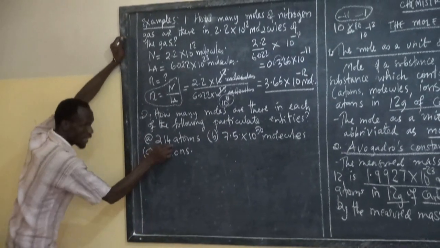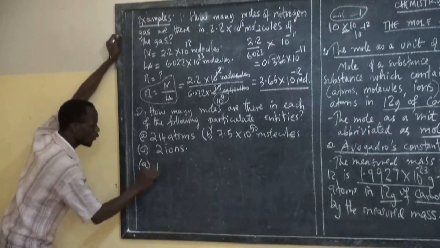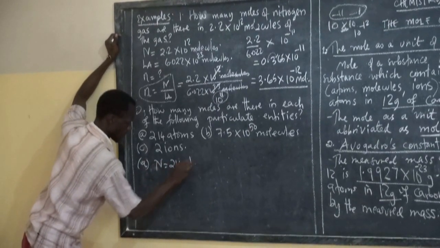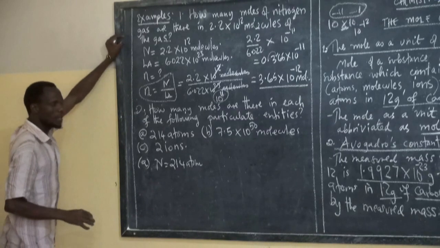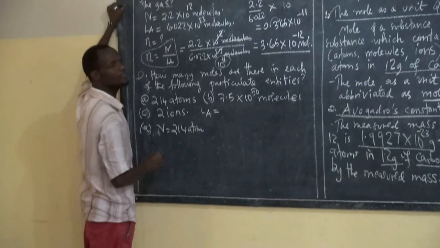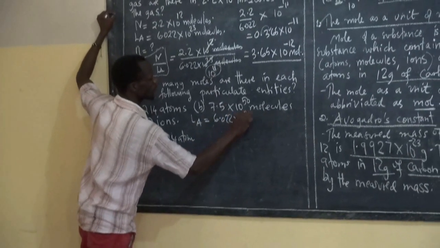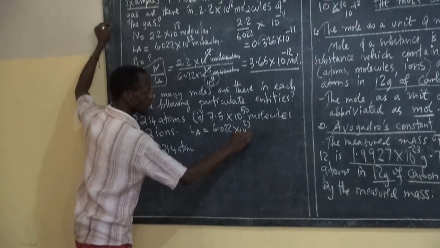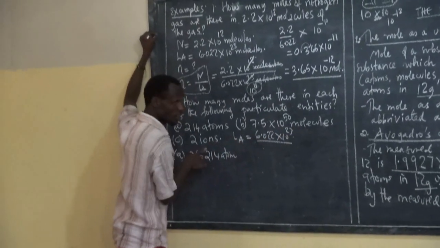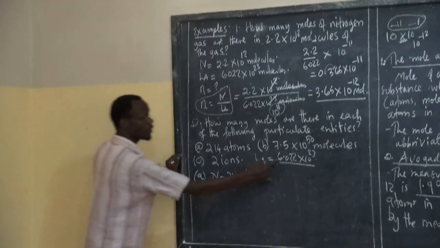So if now we start with A, we have the number of particles, we have 214 atoms. But remember, Avogadro's constant is there as a constant value with 6.022 times 10 power 23. It may be atoms, may be molecules, may be ions. But now we're talking atoms.